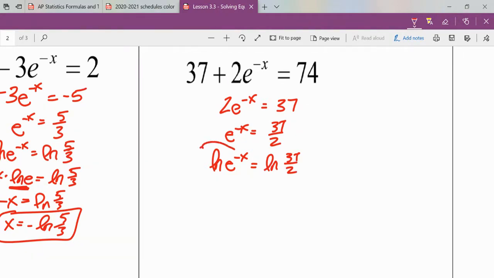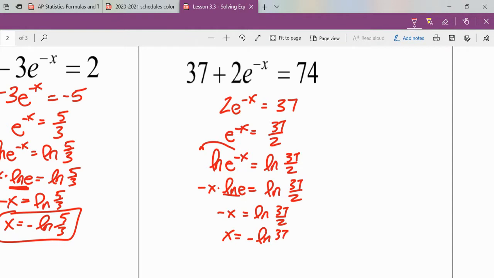And then again, I can bring this out front. So this would be negative x times the natural log of e equals the natural log of 37 over 2. Natural log of e is 1, so you have negative x equals natural log of 37 over 2. Again, I want the positive x, so I'll just take the opposites. And this would be fine for your answer. If you need a decimal approximation, you go ahead and type that in your calculator.